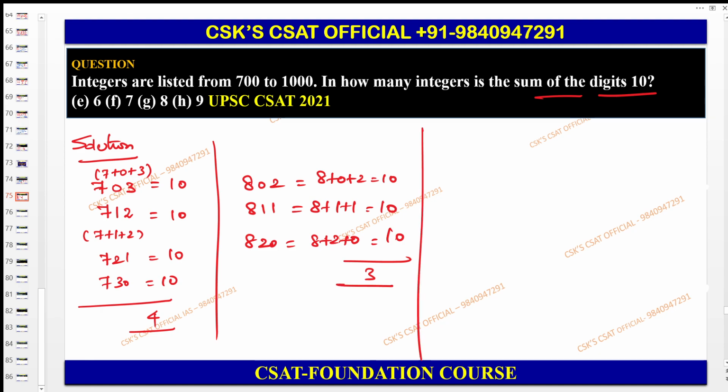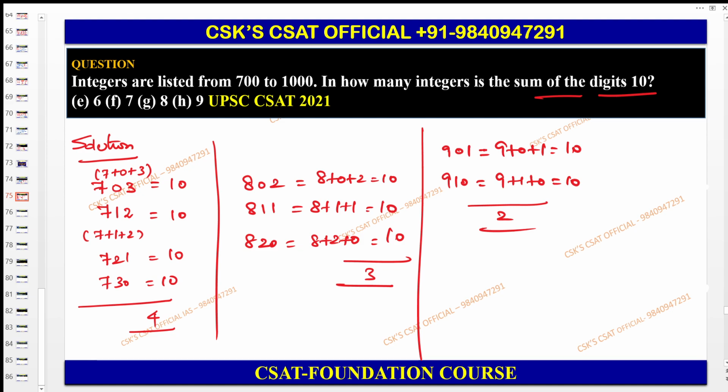Then 9 series, we can go with 901. Yes, 901 is correct. So 9 plus 0 plus 1 is equal to 10. Any other series? 910 gives you 9 plus 1 plus 0, which is also 10. So therefore 2 such will be there.